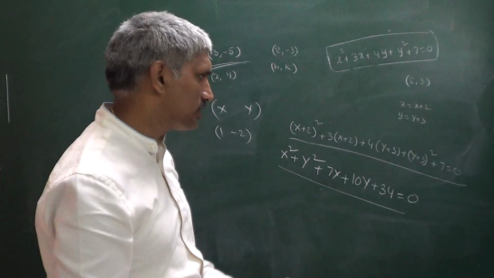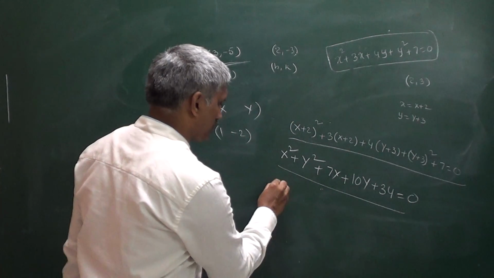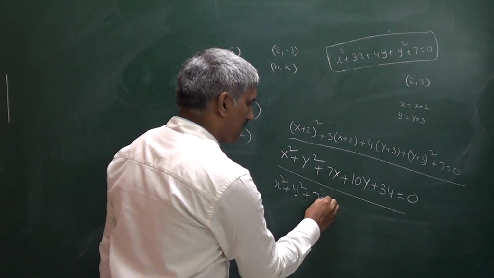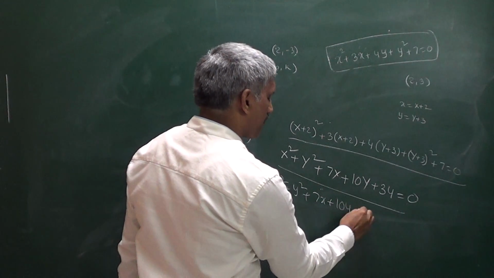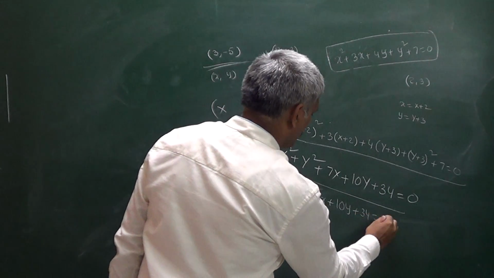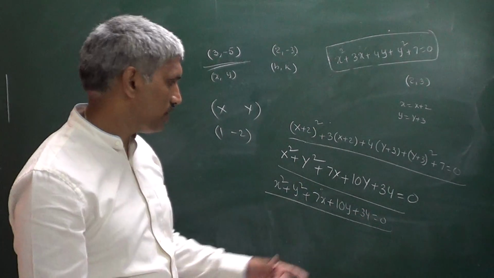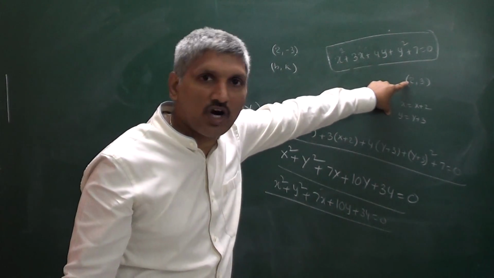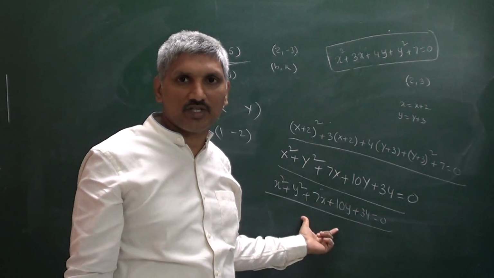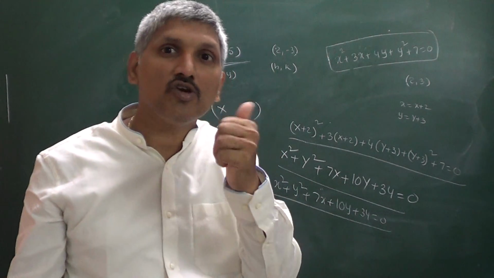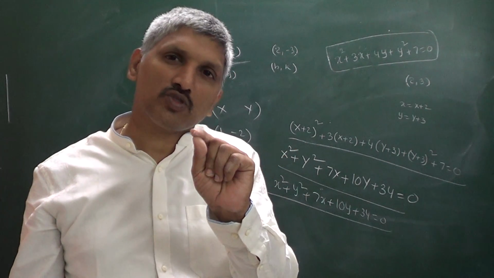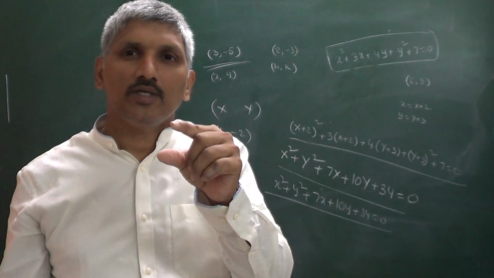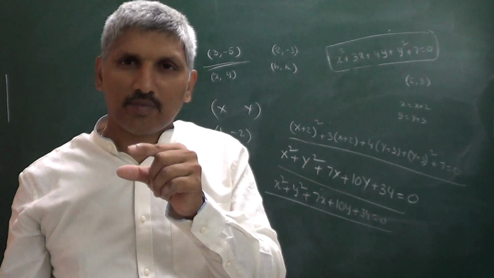Don't expect the answer to appear like that. They may give it like this also: x square plus y square plus 7x plus 10y plus 34 is equal to 0. This is the new equation. This is the old equation. After shifting the origin, this is the new equation. So in the question, you have to understand whether they are given in small letters or in capital letters, you have to catch that. Yes, this is capital X and capital Y. Okay.